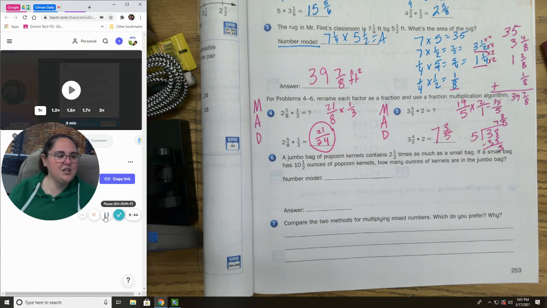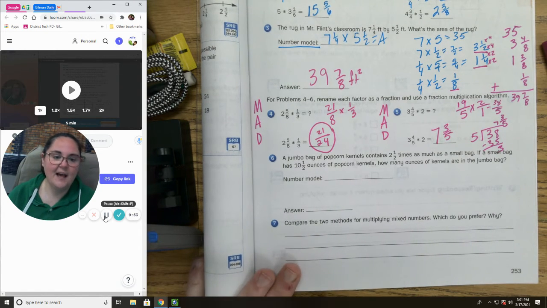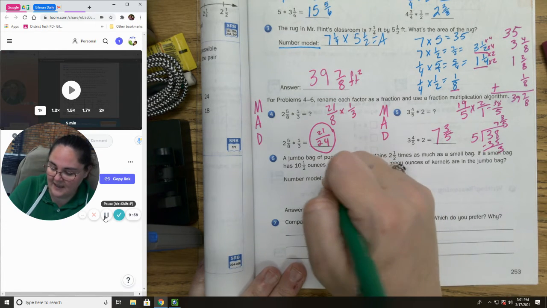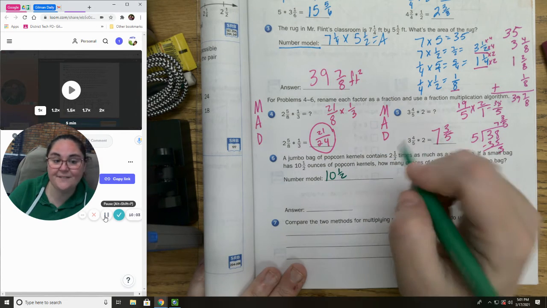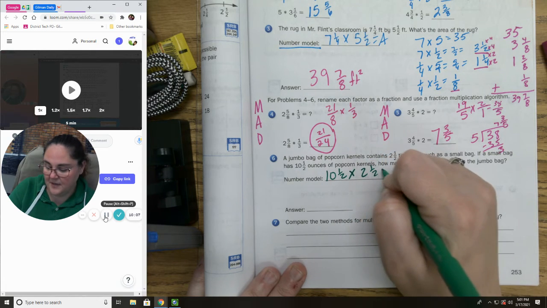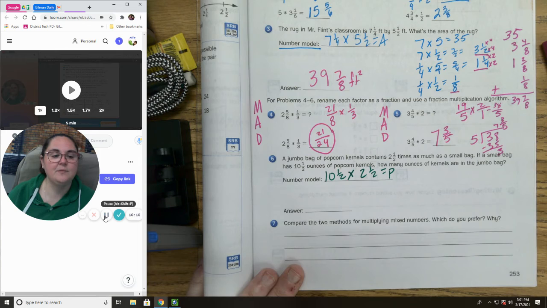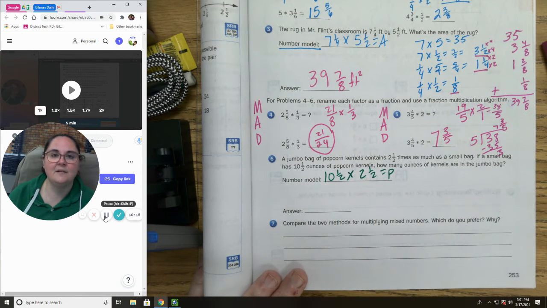All right, let's look at number 6. It says, a jumbo bag of popcorn kernels contains 2.5 times as much as a small bag. So if a small bag has 10.5 ounces, how many ounces of kernels are in a jumbo bag? So small is 10.5. A jumbo is 2.5 times that amount. So we're going to multiply by 2.5 equals P. Notice my number model. I show you both numbers and it ends in a variable.